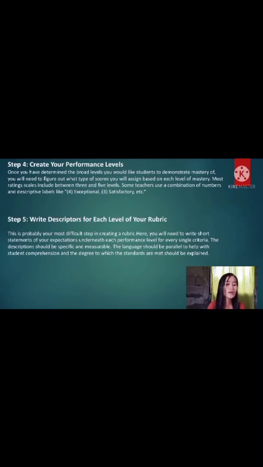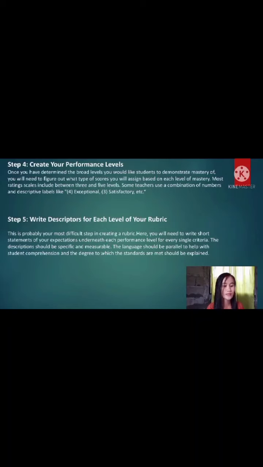Step 5. Write descriptors for each level of your rubrics. This is probably your most difficult step in creating a rubric. Here you will need to write short statements of your expectations underneath each performance level for every single criterion. The description should be specific and measurable. The language should be parallel to help with students' comprehension, and the degree to which the standards are met should be explained.